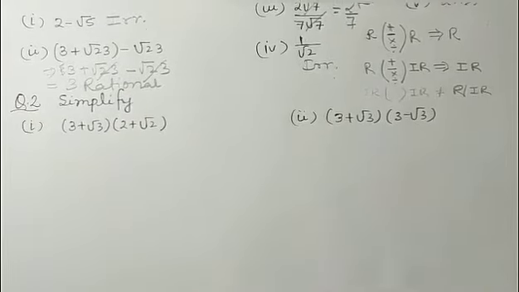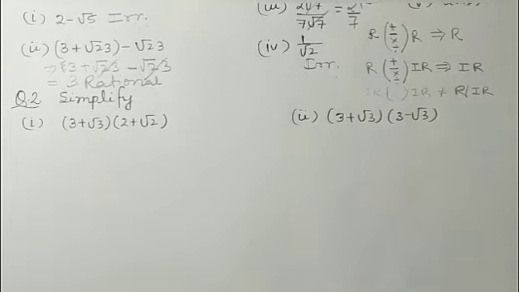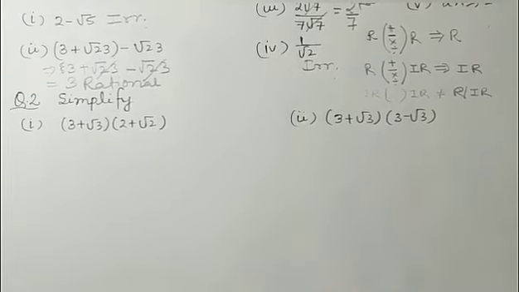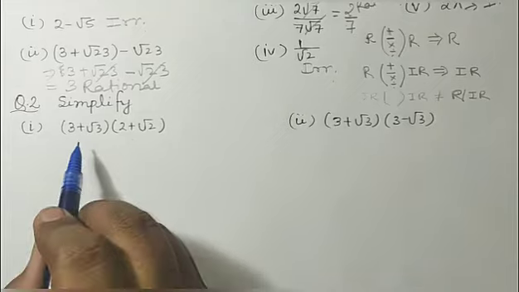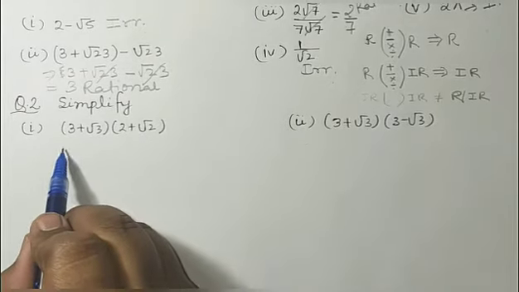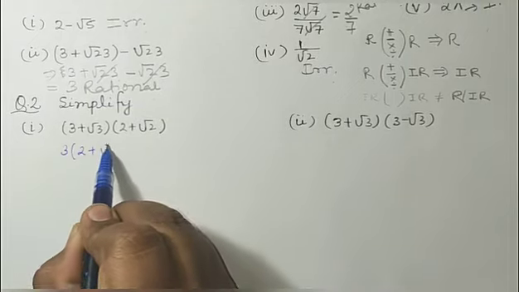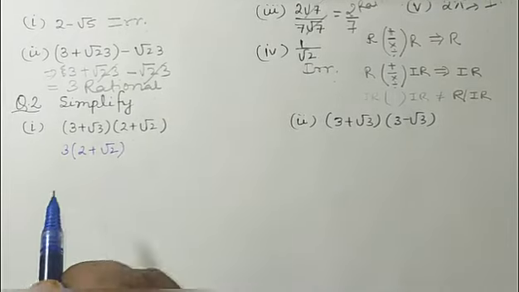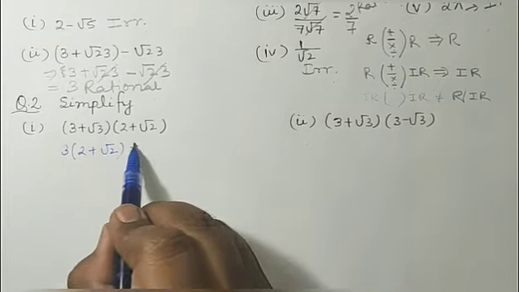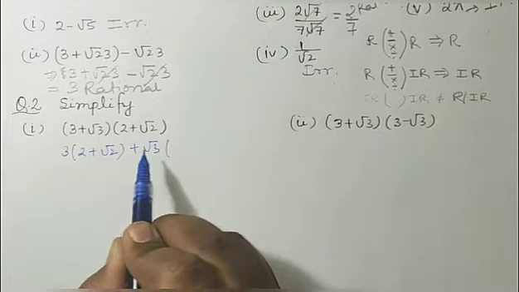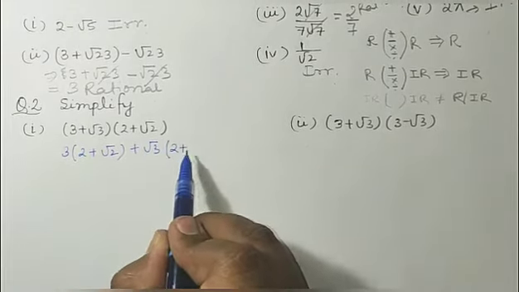Second question is you have to simplify. How will you simplify? See, firstly we will multiply 3 with 2 plus under root 2. And now plus under root 3 we will write here, and with this we will multiply 2 plus under root 2.